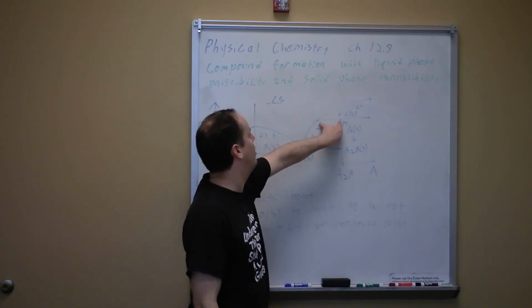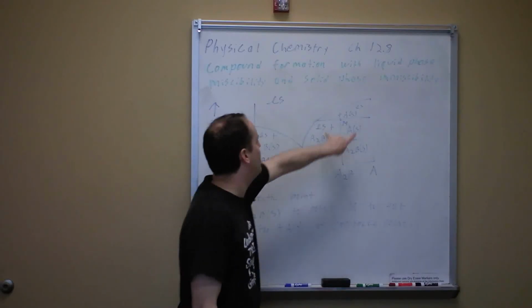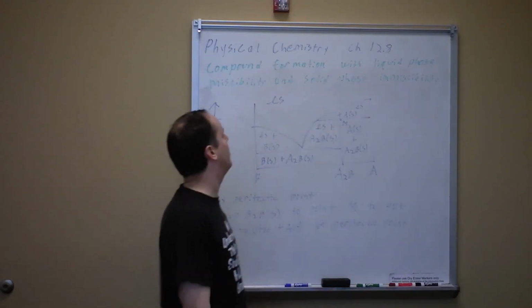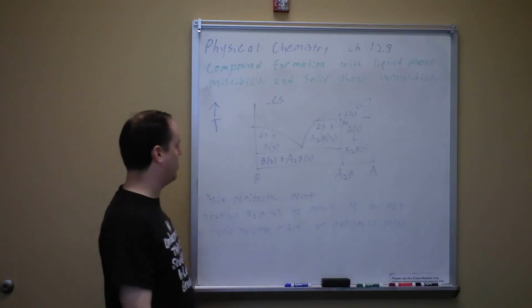So this whole range in here, or actually no, the whole thing here, this whole horizontal line is where you're going to go through a peritectic transition.